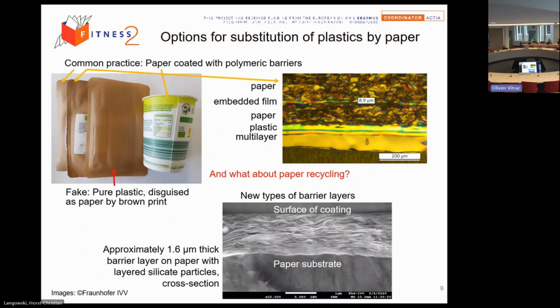And I also brought some figures from my personal experience. I made some photographs from packagings at home. For instance, these are coated papers with polymeric barriers, much thicker than to be addressed as being recyclable. And this is a very negative example. It's simply plastics, but fully printed brown to look like paper. So this is also something that happens quite often.